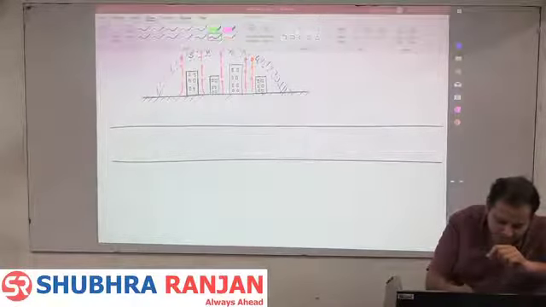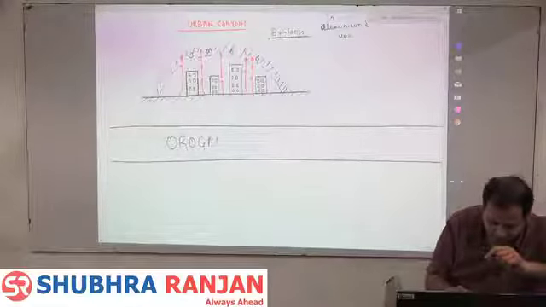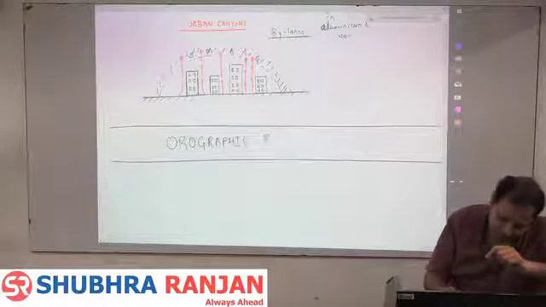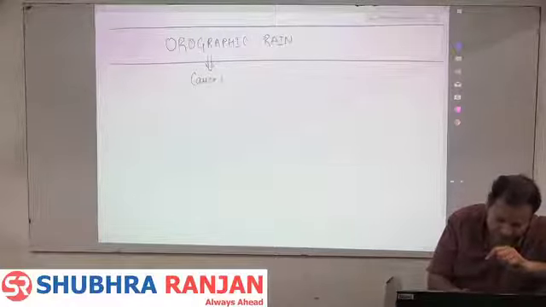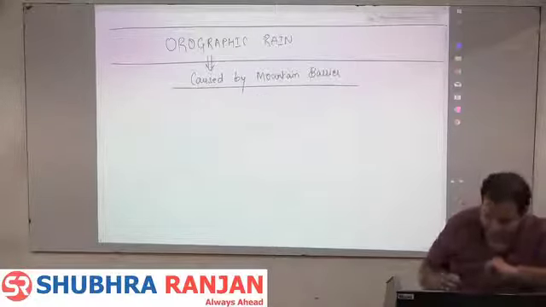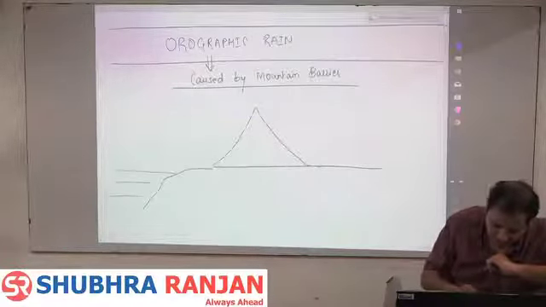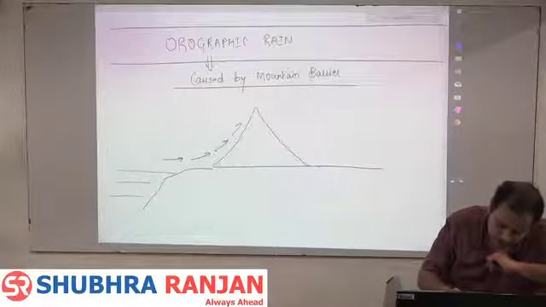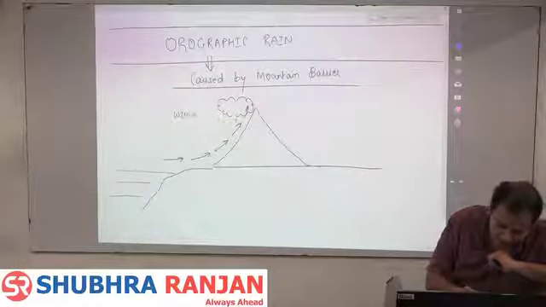Next, not that all important, so for formality I am doing this, orographic rainfall. It is caused by a mountain barrier in which the wind is forced to rise upwards by the mountain barrier, cool adiabatically, and therefore give very, very heavy rainfall as it is going upwards. This side of the mountain is known as windward side.